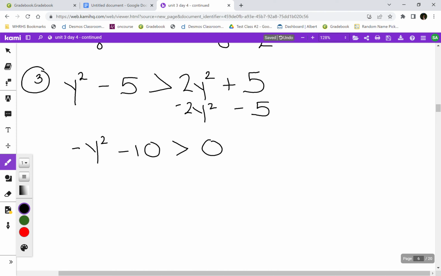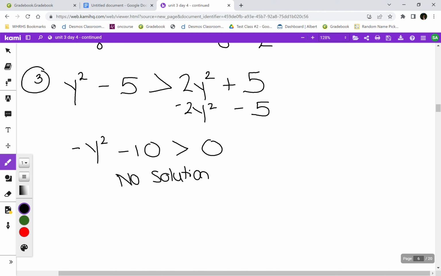Think of what this is saying right now. When I square something, or when I square real numbers, let's stick with real numbers, doesn't it always have a positive product? But then I'm multiplying it by a -1, which would make it negative. And then I'm subtracting 10 from that, which would make it even more negative. Would this ever be greater than 0? No, this outcome would never be greater than 0. This is a no solution.